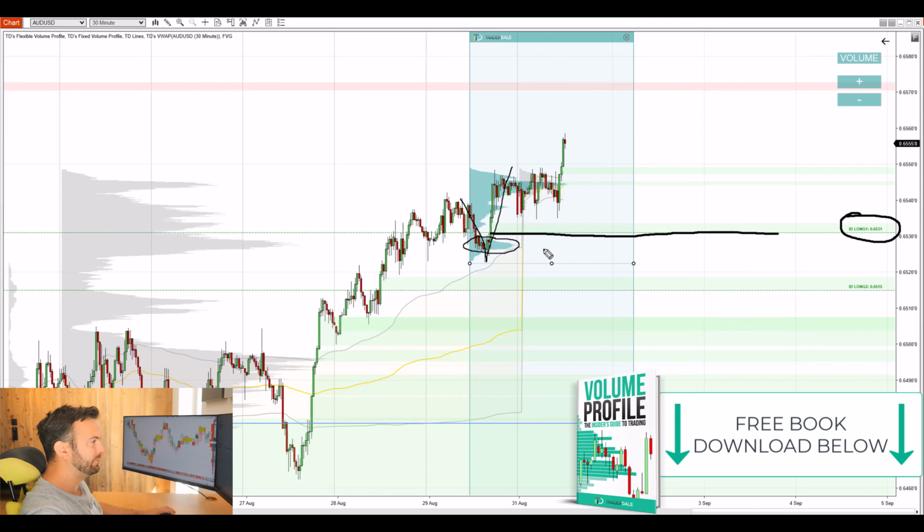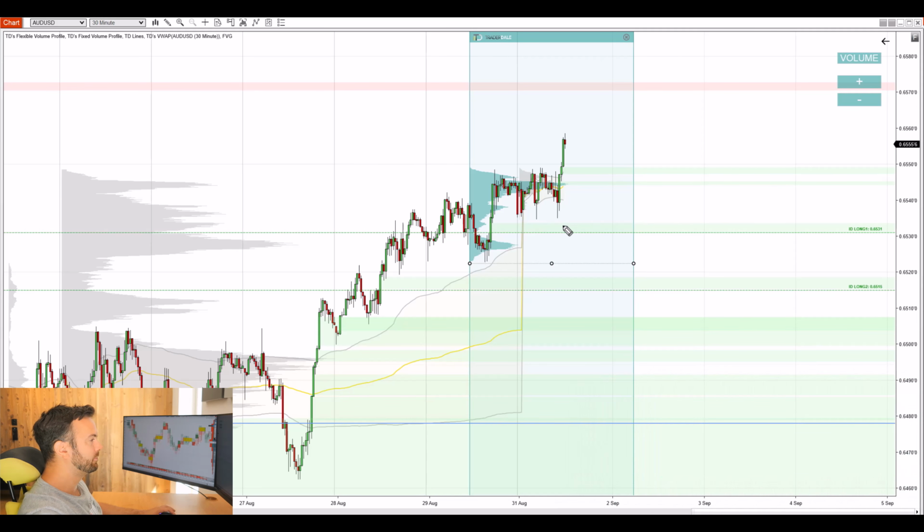So you can already see the place where buyers stepped in and pushed the price upwards again. So this is a very important place for buyers, and I like to trade from this level because this is also the beginning of a fair value gap. This is a fair value gap. That's from Smart Money Concepts. My software draws that automatically.